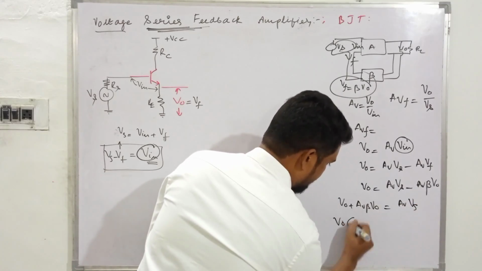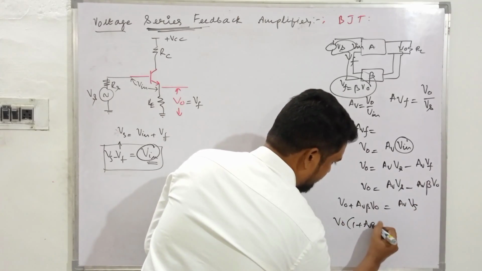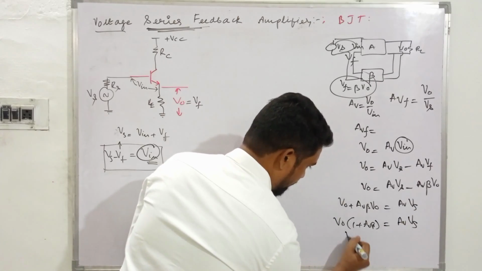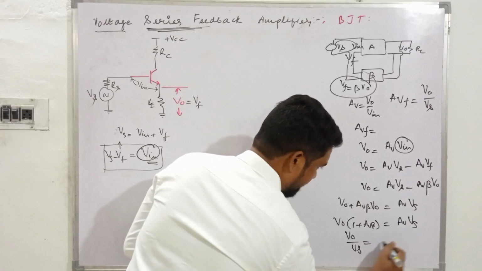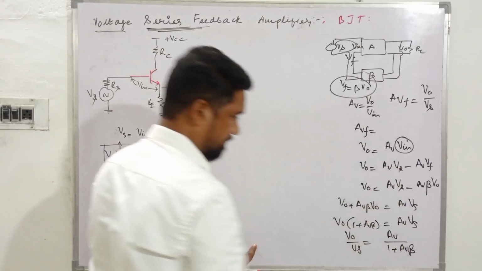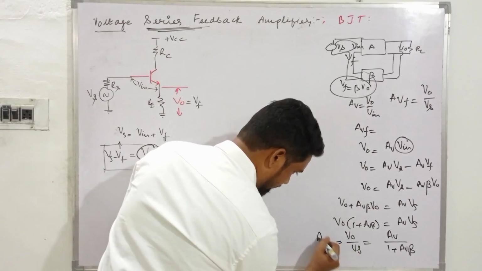V naught as common, 1 plus AV beta, which is equal to AV Vs. So that ratio, V naught by Vs, will be equal to AV by 1 plus AV into beta. Now this is AVF.